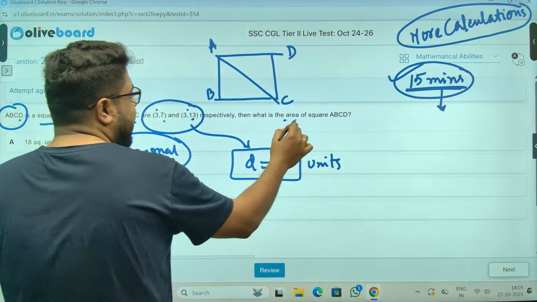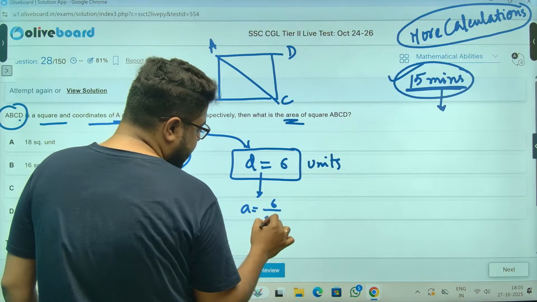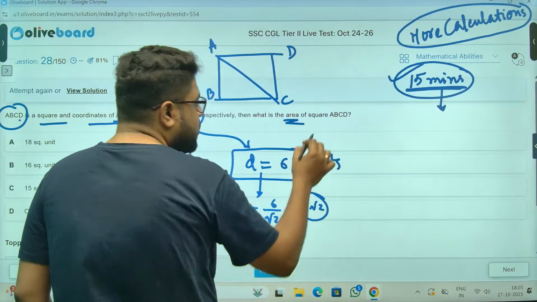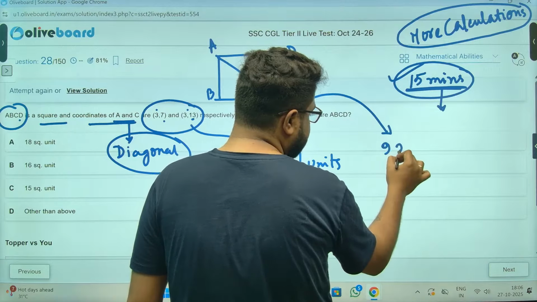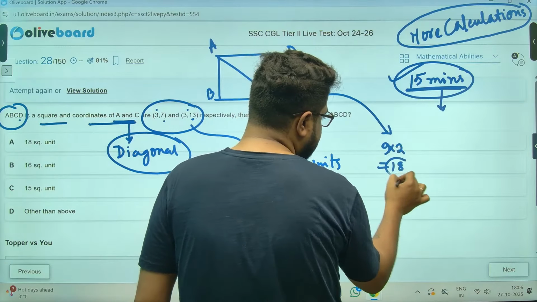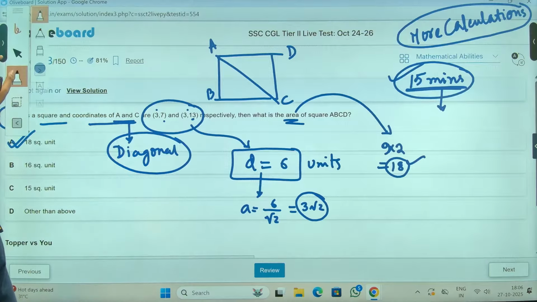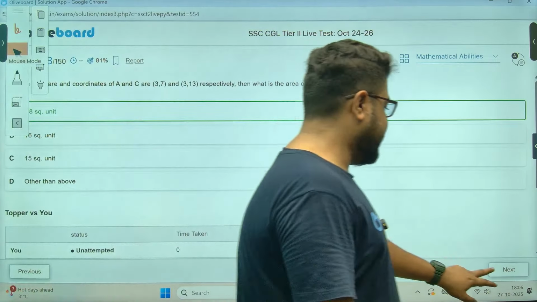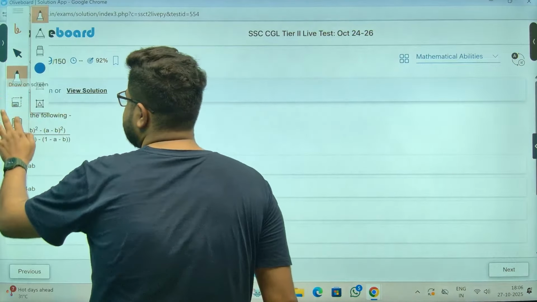So they are asking the area. Achha, if the diagonal is this, the side will be what? 6 divided by root 2, that means 3 root 2 units. So the area will be 3 root 2 squared, that means 9 times 2, which is 18. 18 centimeter square or unit square. That is option number A. Again, very, very simple. So I guess last couple of questions.